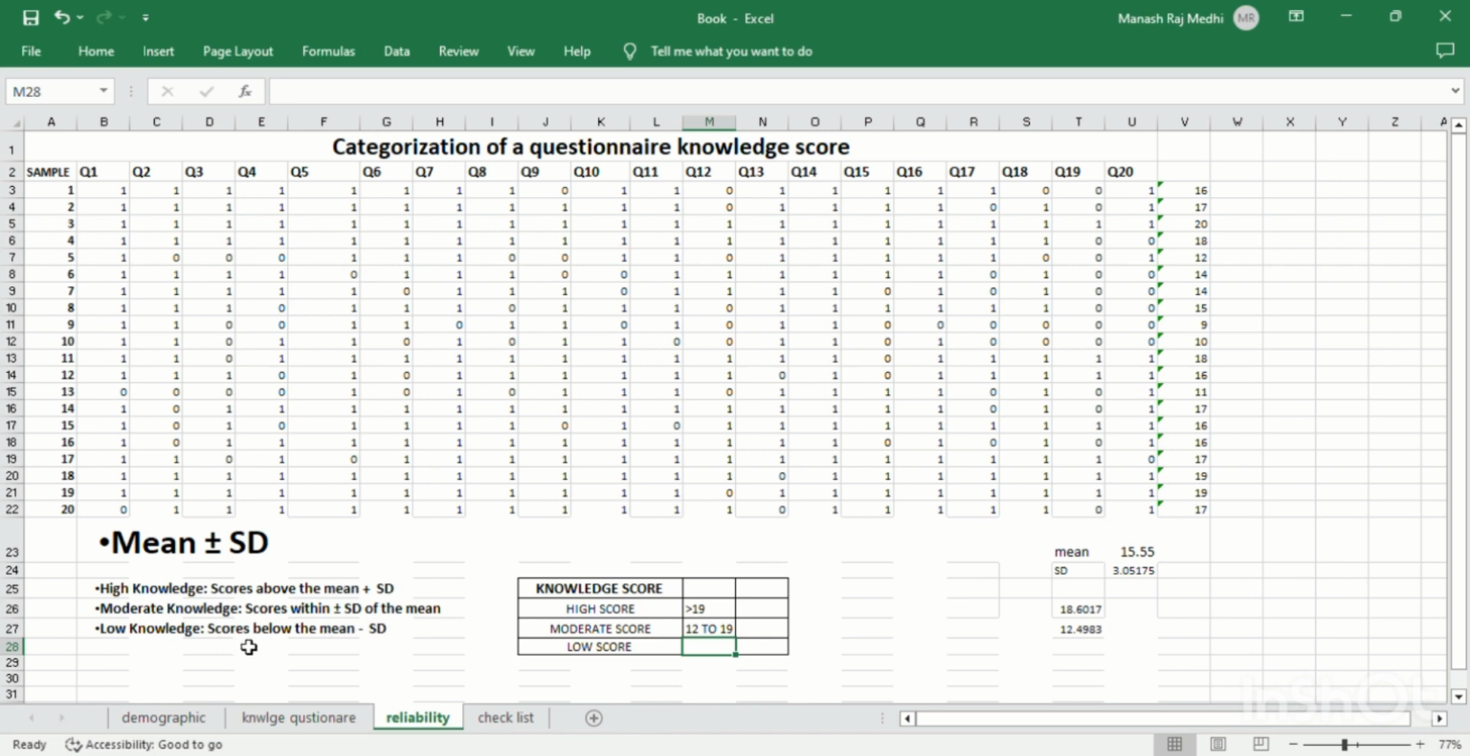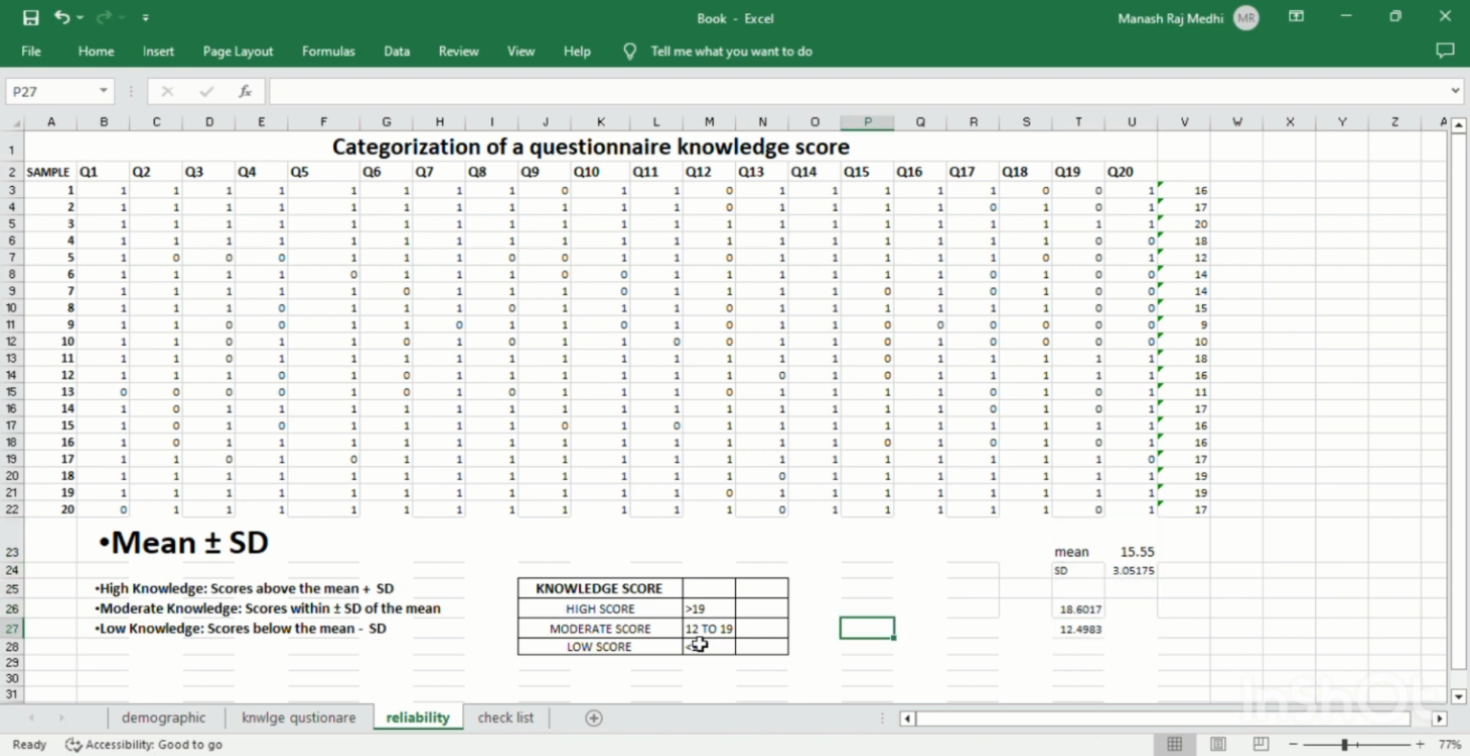Now we have to calculate the low score. The low score formula is score below the mean minus SD. So if we subtract the SD from the mean, what will be the score? The score is 12. So as it is written, it is below mean minus SD, so we will give this below symbol. Mean minus SD value is how much? It is 12. So we will write here 12. See, we got the scores, isn't it?